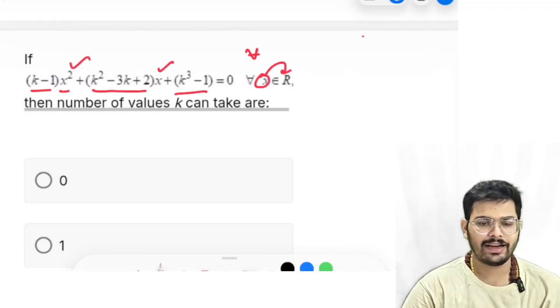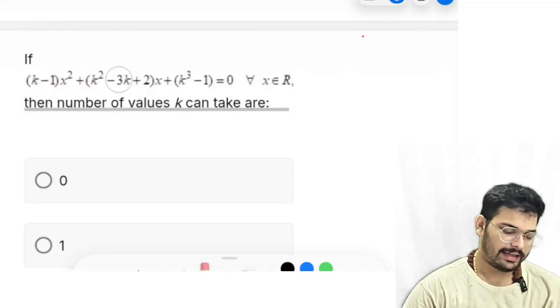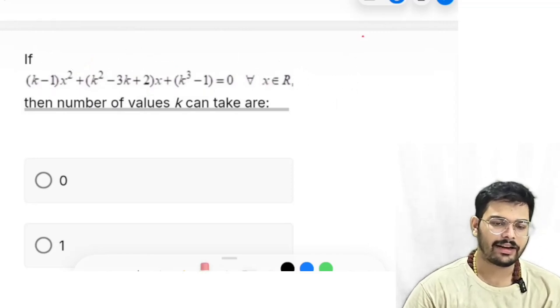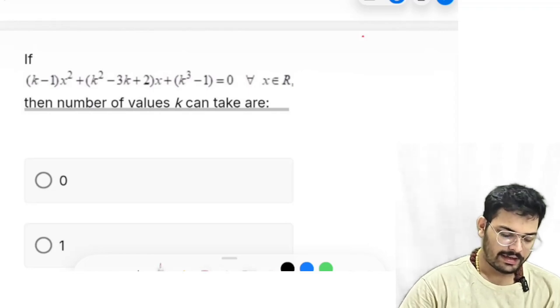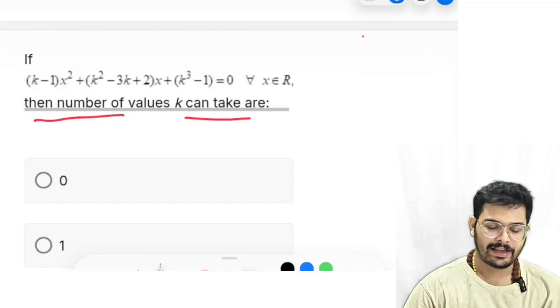you are putting, those are real numbers, which is indirectly telling us that the quadratic equation has real roots, whether they are distinct or the same root, they are real, not imaginary roots. The number of values k can take are, how many values can k take?